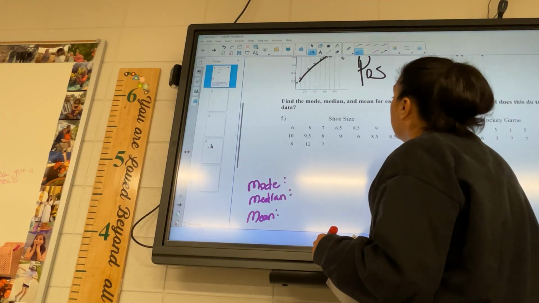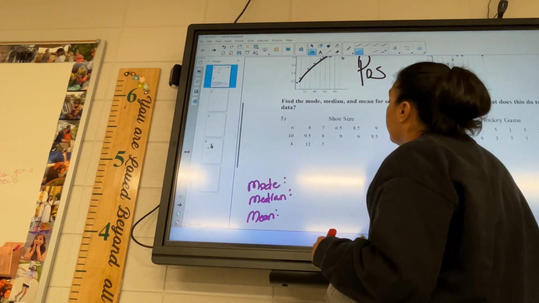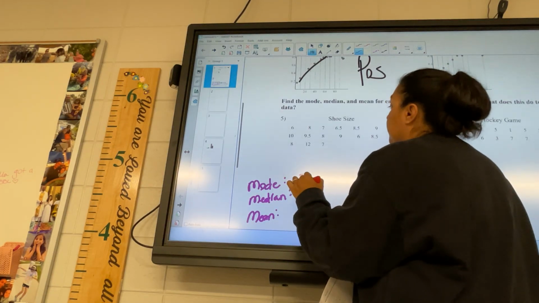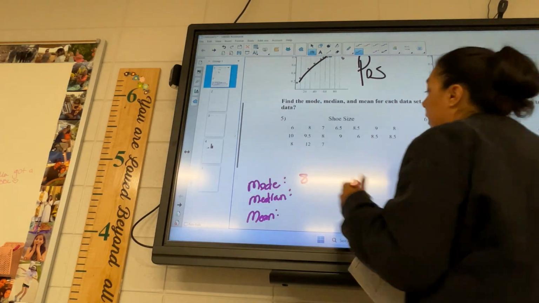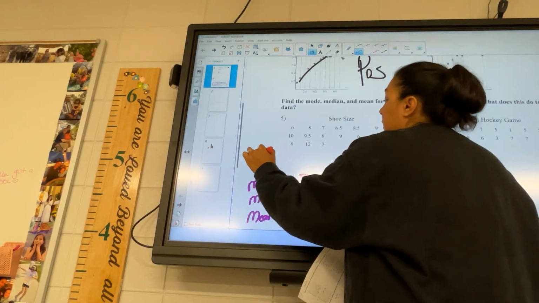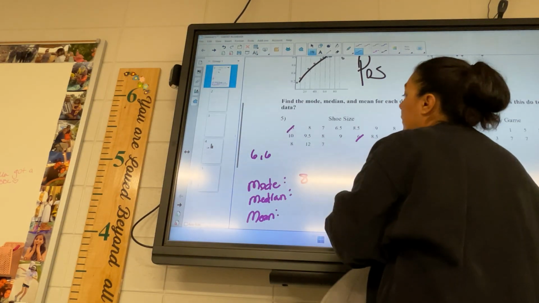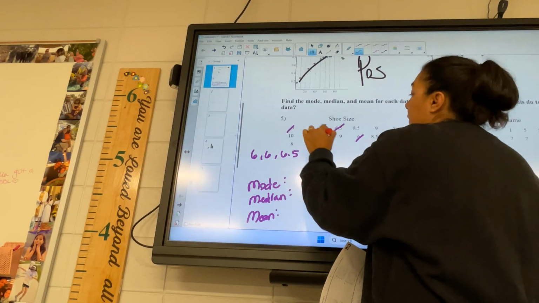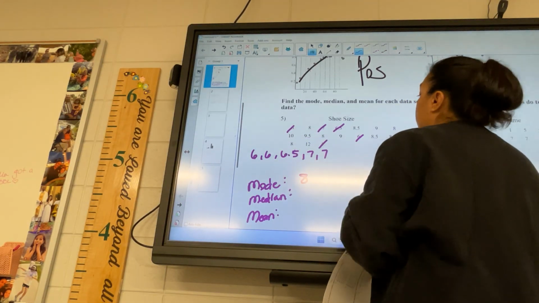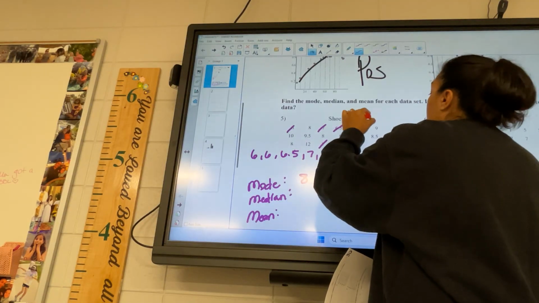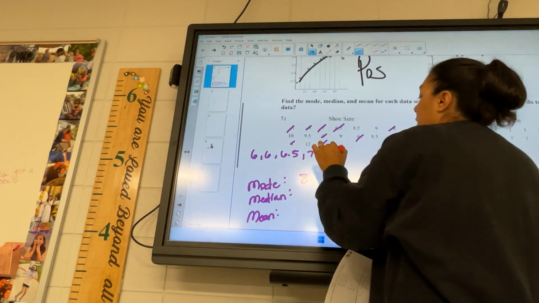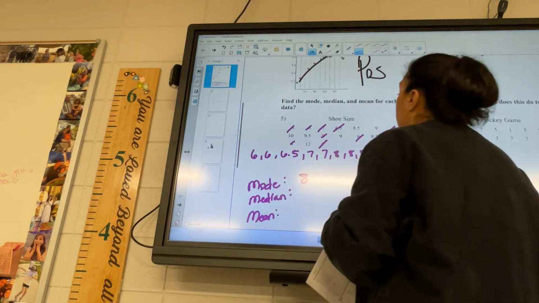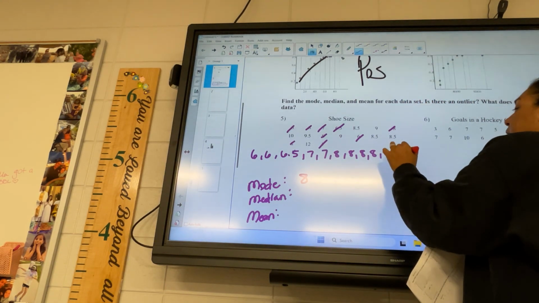Almost. There's 4 8s? Oh, sure, hang on, my bad. It's 8, yeah. It's 8. Okay, and then the median, we have to put them all in order. So I have a 6, 6.5, 7, 7, 1, 2, 3, 4 8s, 3 8.5s.